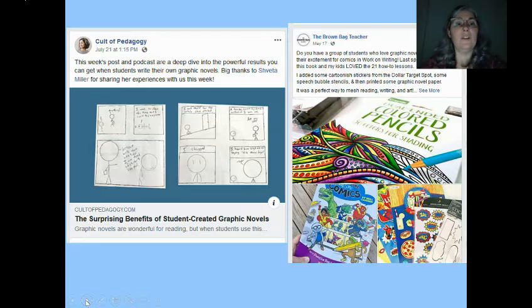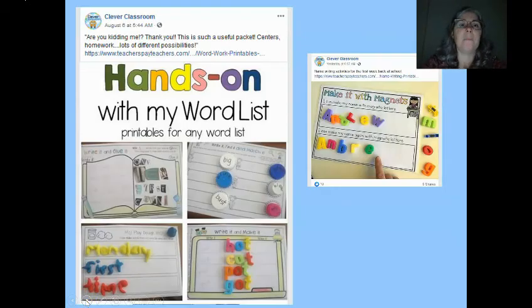So you can see one's from Cult of Pedagogy, one is from the Brown Bag Teacher, and these are teachers who've learned that graphic novels are something that their students really connect to. So they're asking themselves, how can I adjust my language arts class to incorporate graphic novels in a way that I'm still teaching them?